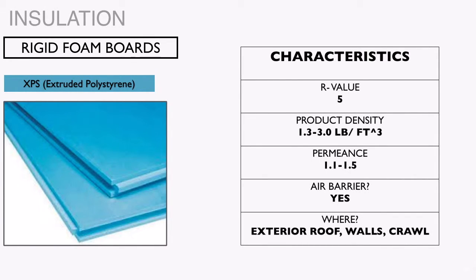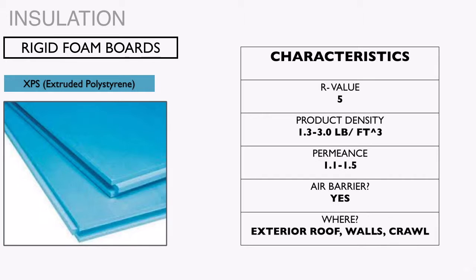So, rigid foam boards. XPS, extruded polystyrene, has an average R value of 5 per inch. You can get it in varying depths. Again, some manufacturers produce boards that have tongue and groove options, which makes for ease of use. This thermal control layer is an air barrier. The product density varies. It's not really to the point for this kind of product. The permeance is quite low.